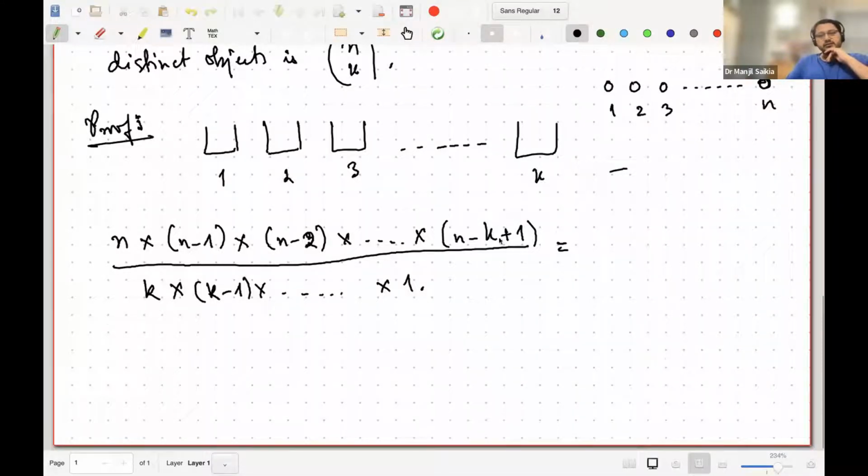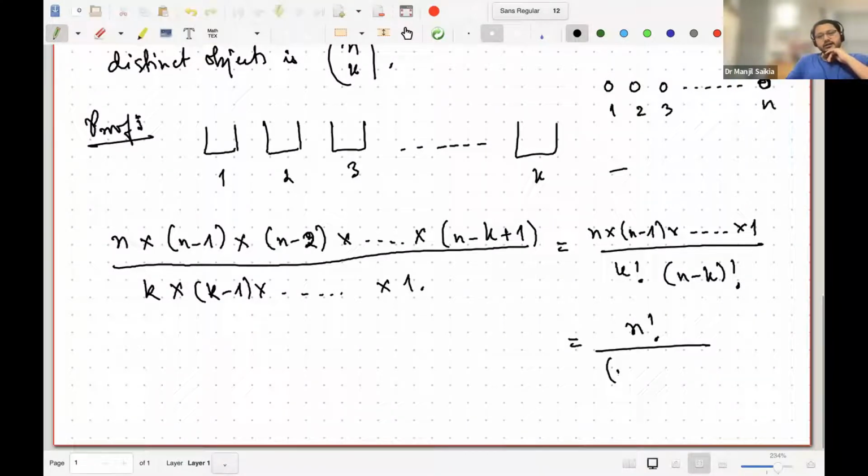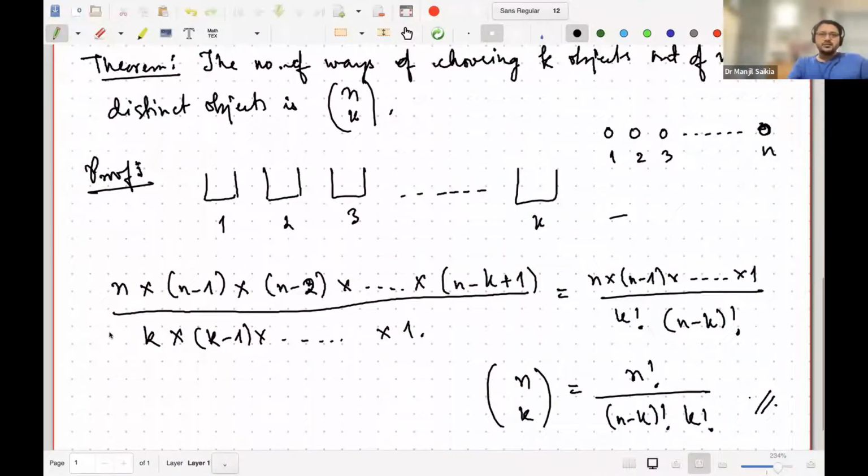If you multiply the top and the bottom by n-k factorial, then on top you have all of these numbers from n down to 1. And in the bottom, you already have k factorial, and then you are multiplying it by n-k factorial. So this gives you n factorial divided by n-k factorial times k factorial, and this is equal to the binomial coefficient according to our definition. So this was not very difficult. The number of ways of choosing k objects out of n distinct objects is n choose k. Okay.